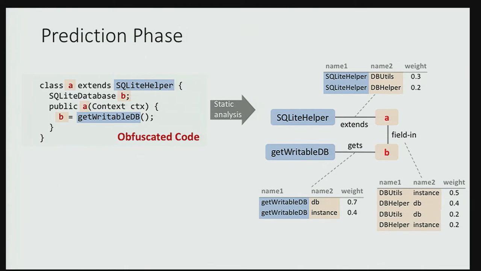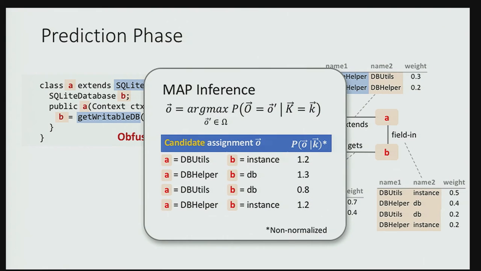to these program elements. So we have the option of dbutils and dbhelper for the class A, and for the field B that is in this class, we have the options of calling this either db or instance. So we have several possibilities, and in order to predict which are the most likely names, we compute a MAP inference query. And in this MAP inference query, it considers all the possible candidates of names that we can assign to the variables and computes the probability for each of these assignments. So in this case, the non-normalized probabilities for these four assignments are given.